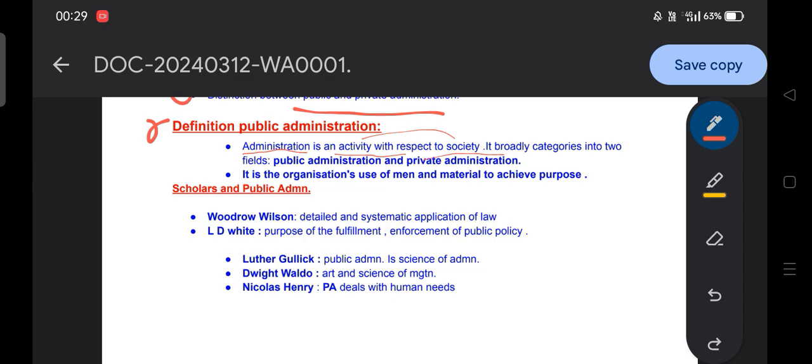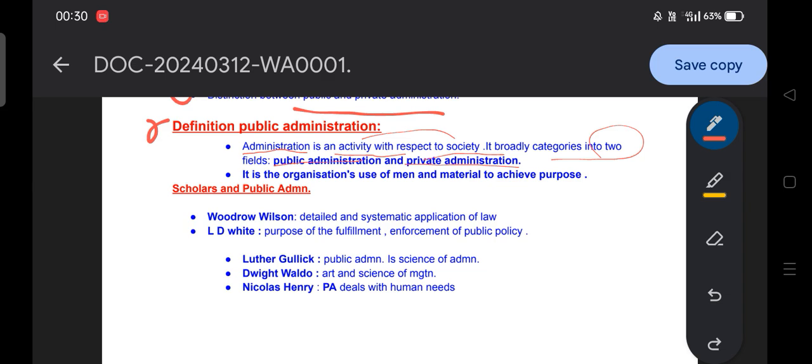Your father is doing different things, your mother is doing different things, and they do different activities with respect to the society. So that is administration. Simply, you can understand it with the example of your own circumstances. It is broadly categorized into two fields: public administration and private administration. In our case, the example of family is a matter of private administration.